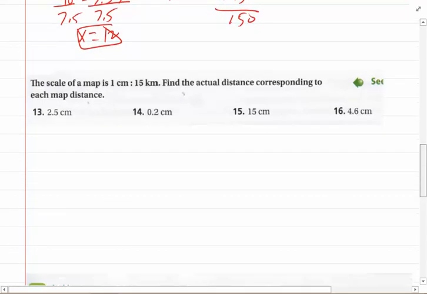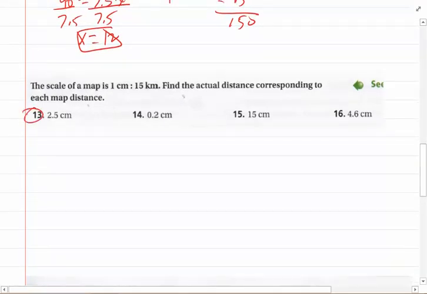Okay, let's look at the next problem, number 13. The scale of a map is 1 centimeter to 15 kilometers. Find the actual distance corresponding to each map. We first write down the actual scale factor, like so. And we're going to make it equal to what is given. What's given is 2.5 centimeters. We want to put that on top, not on the bottom.